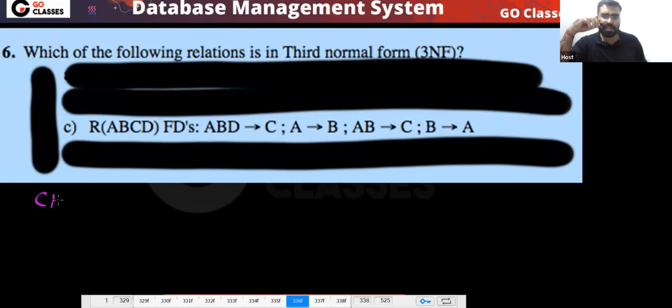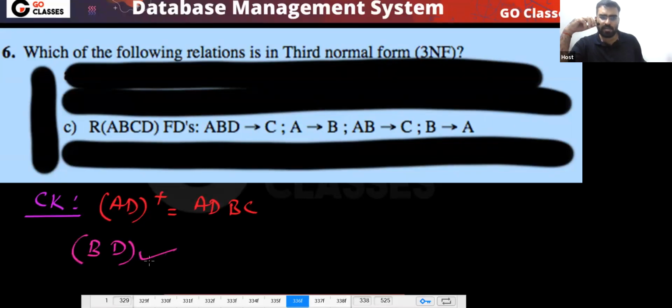So what about this one? What is the candidate key? A, B. So basically D must be there, but D alone is not enough. What about AD? A can bring B, so ABD. AD is there. What about BD? BD is also there. What about CD? CD is not a candidate key.